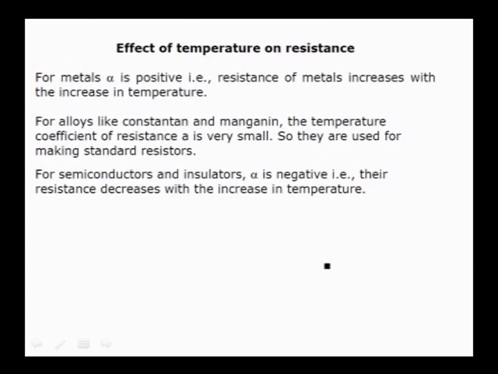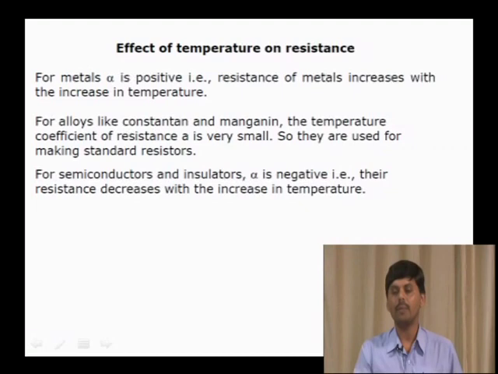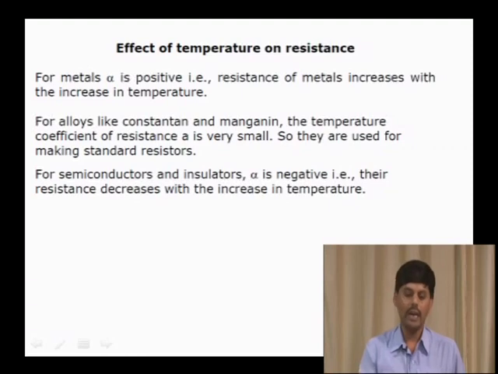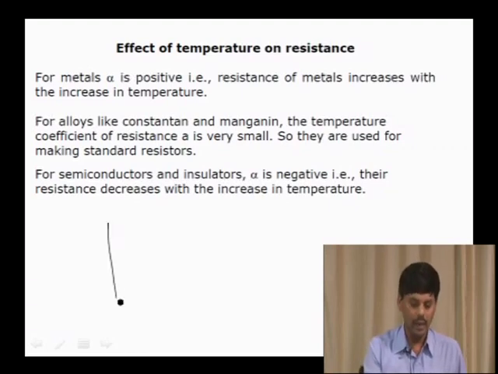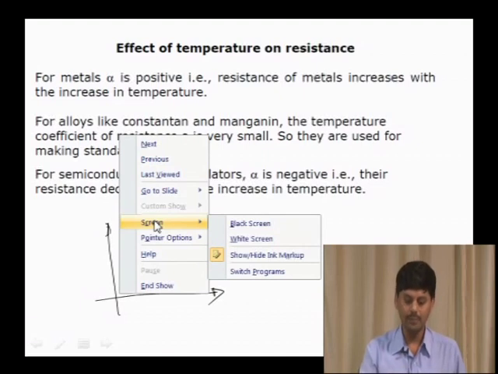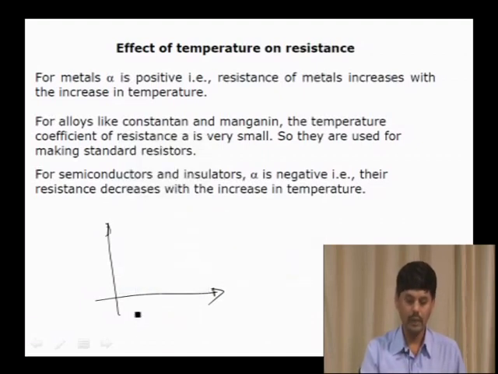Effect of temperature on resistance. Say for example we are going to consider metals, alloys and semiconductors. In case of metals, we have a variation of resistivity with temperature, and we get a curve like this.